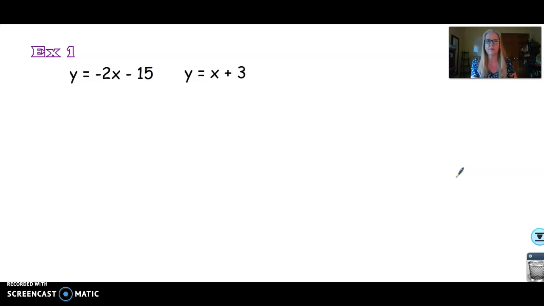So here's what you would do. If we know that this expression is equal to y, and we know that this expression is equal to y, then we know that this expression has to be equal to this expression. And that's the basis of substitution. I'm going to take this y out, and I'm going to put x plus 3 in its place. Okay, I'm going to substitute. So if I do x plus 3 for that y right here, he's gone now, x plus 3 is in his place, equals -2x minus 15.